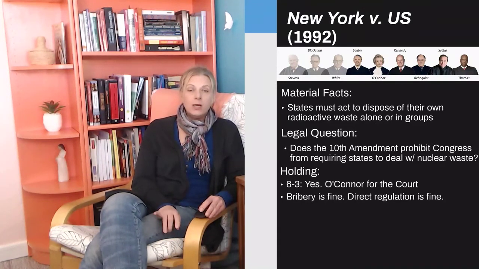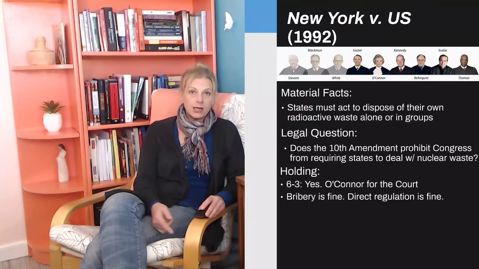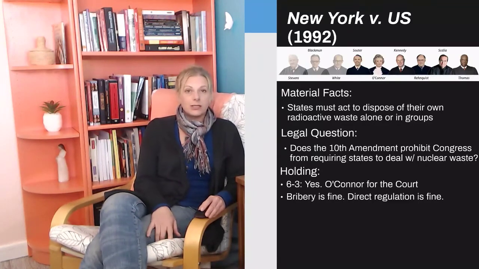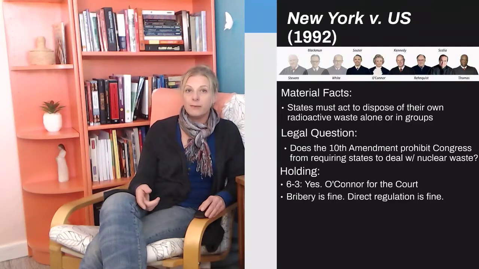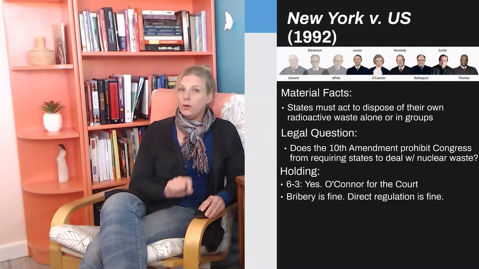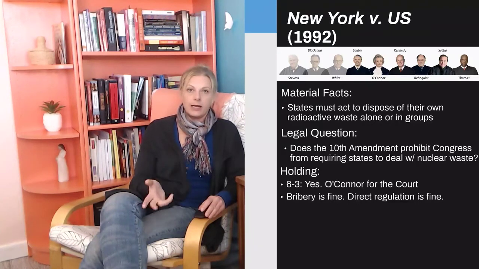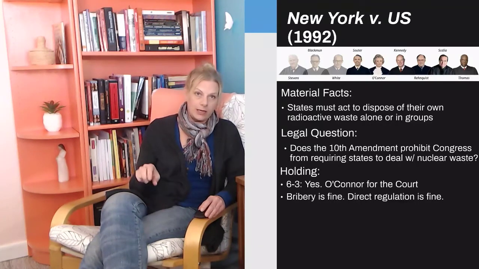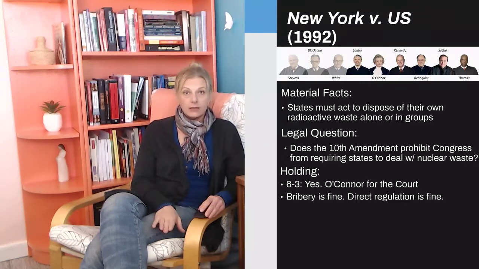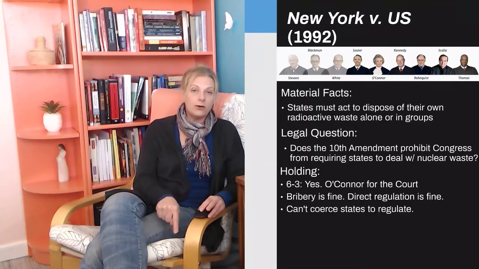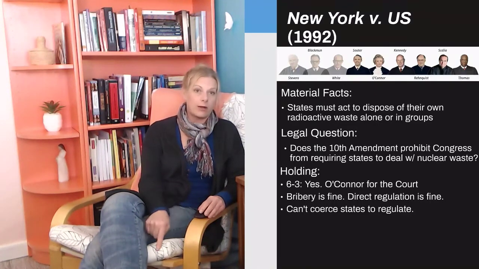And here, she talks about the various different provisions in this law. One of them was an incentive structure, and basically she said, look, if you want to try to bribe states to do something, go for it. If you want to regulate directly something that is not, I guess, in this traditional government area, that's also fine. However, Congress cannot coerce states to regulate in accordance with what the federal government wants.